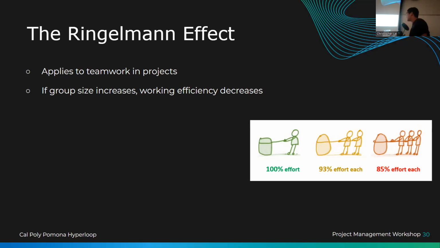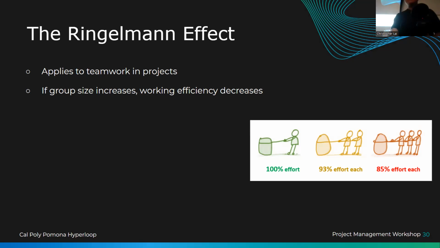So this graph on the right here shows that if one person is working on the project, they may put in 100% effort. If 2 people are working on the project, they may each put in 93% effort each, right? So it's not 100% anymore. And if 3 people are working on the project, they might each put 85% effort. So when we're talking about efficiency, we're talking about the amount of product we can achieve in the smallest amount of supply or resources given to the project.